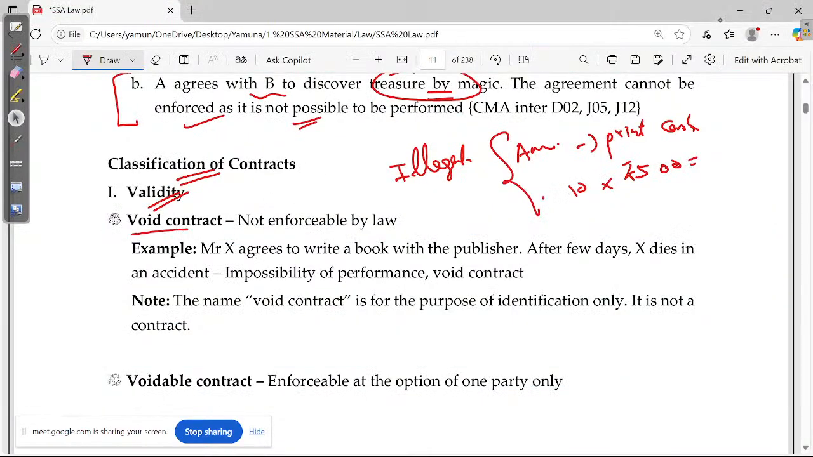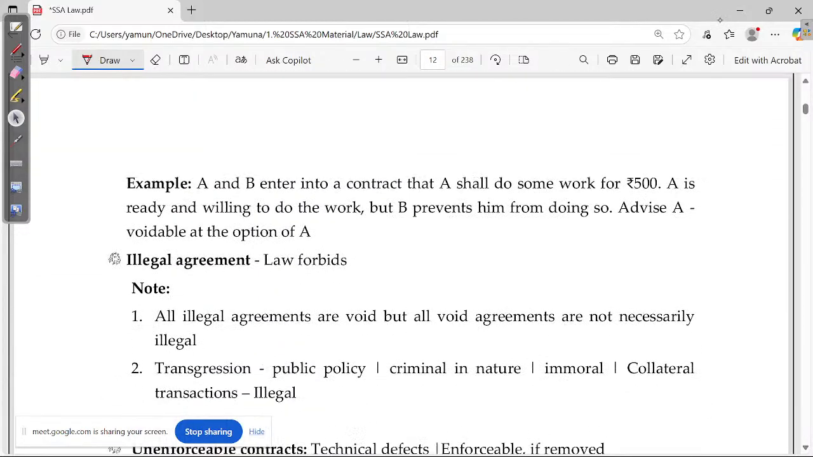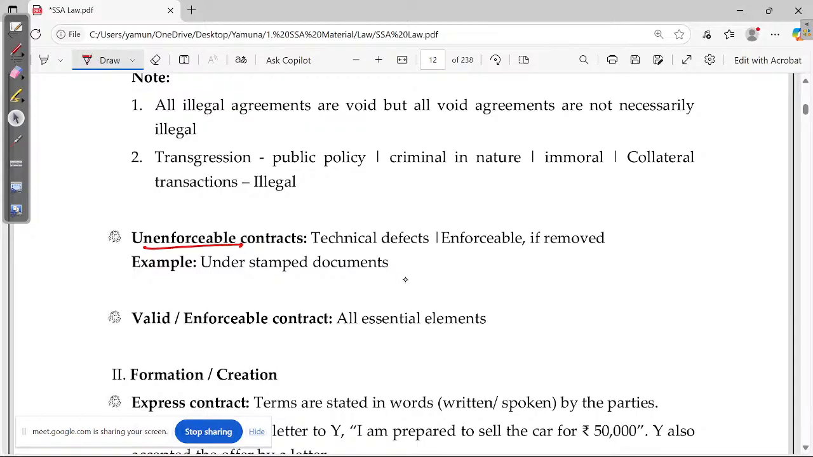So first one, void. It's very simple, not enforceable by law. Next one, voidable. Voidable means enforceable at the option of one party only, which means the other party, if he wants to move out of the contract, can, but he has to prove that he was threatened, that there was no other go, that he had to sign the documents, and so on. Then illegal: law forbids. Then unenforceable because of technical defects. Probably stamping is not done properly.